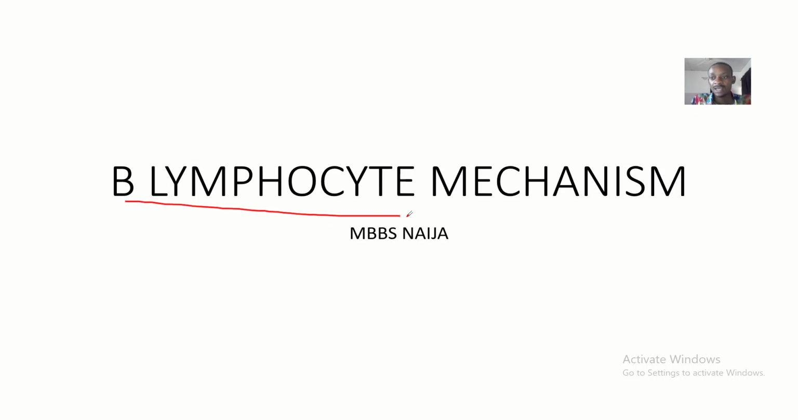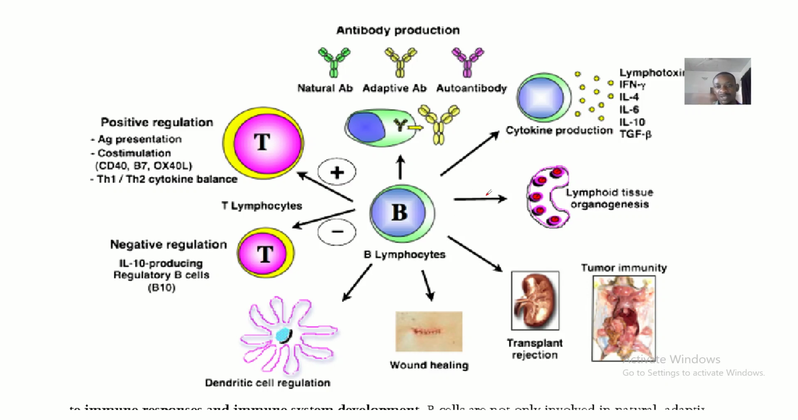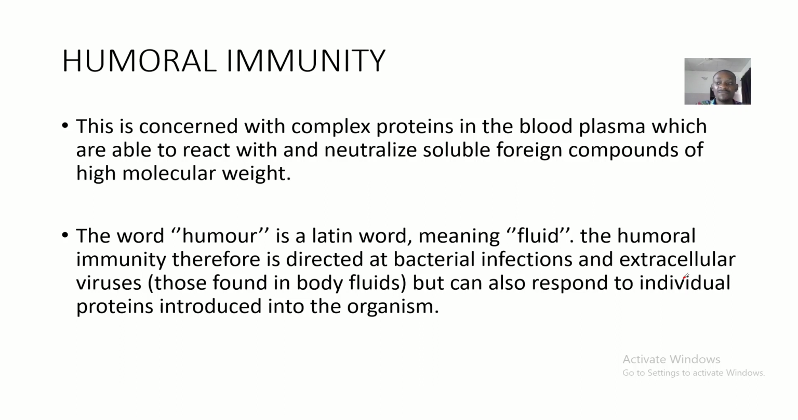In what ways does this B lymphocyte act that is unique to them? So we said, discuss the effector mechanism of B lymphocyte. This is B lymphocyte action: acting on antibodies, rejecting transplants, wound healing, tumor immunity and everything. These are the various ways in which B lymphocytes help the body to maintain a good state.